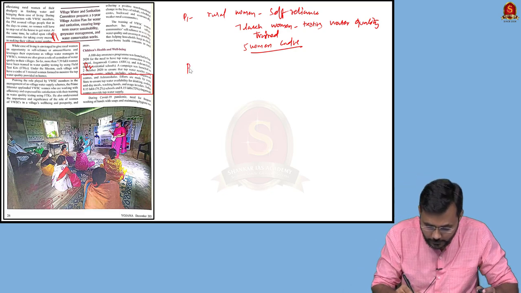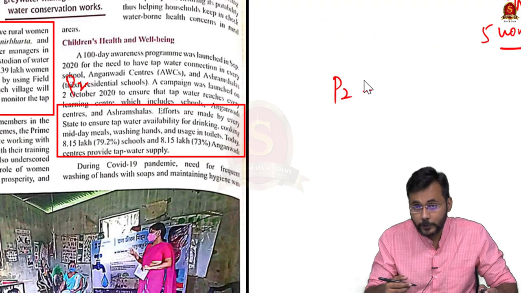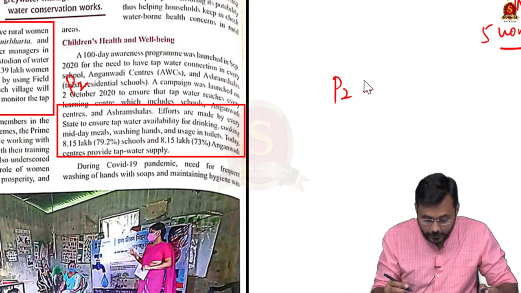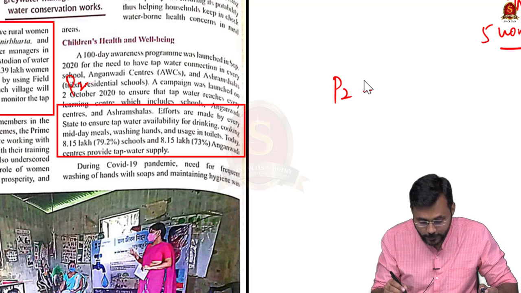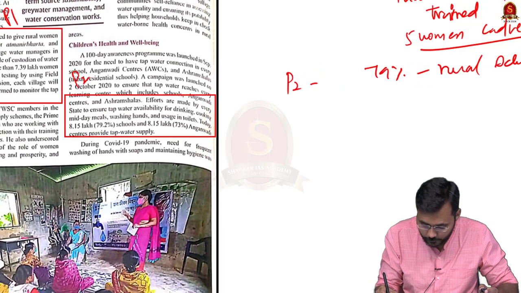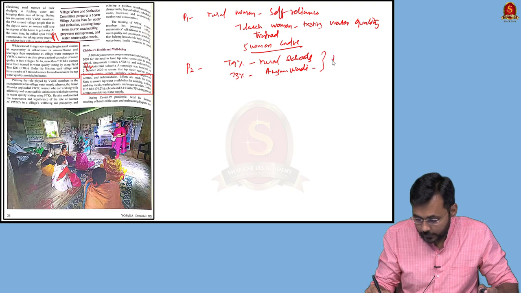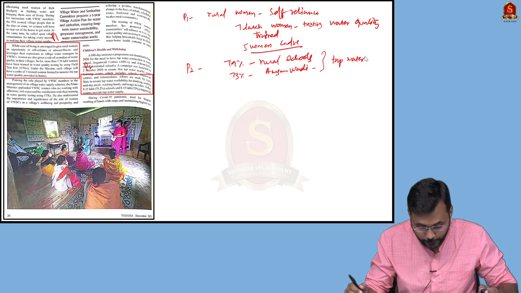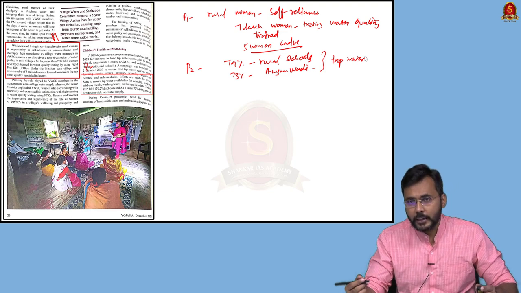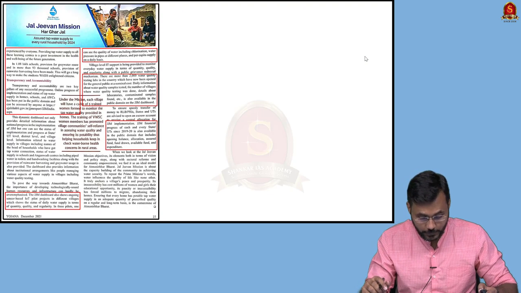Okay. And in paragraph 2, they're also saying how the future generation is taken into the fold of this particular program. They say that around 79% of schools in rural areas and 73% of Anganwadi centers, that is 79% of schools, especially rural schools, and 73% of Anganwadis are connected with tap water. So ultimately, we can see that the future generation has been taken into consideration in this program. So that is paragraph 2.